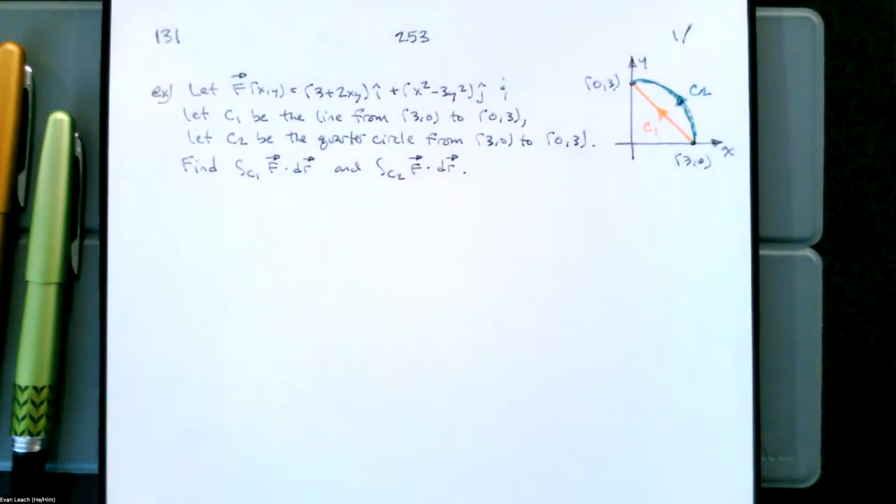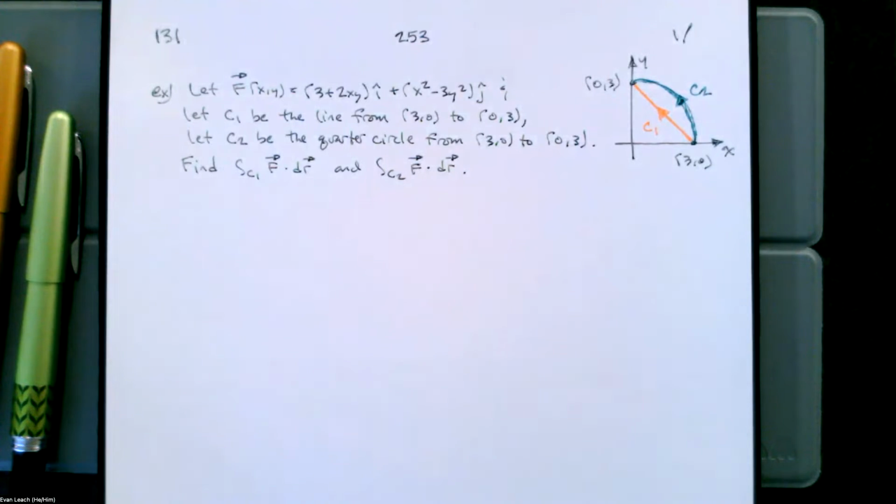That's a new one that we're going to have to parameterize. And C2 will be the quarter circle from (3, 0) to (0, 3). That is a curve that we have parameterized a lot. We were using this one all last week, moving it around, taking pieces of that whole circle.